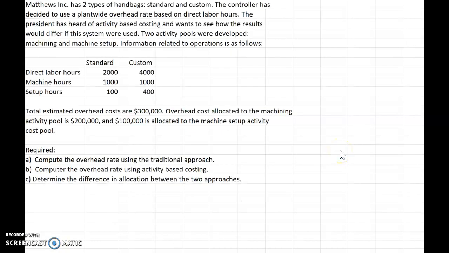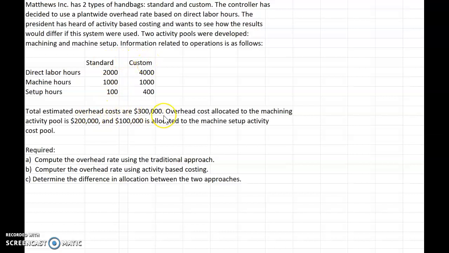I want to go through an example of how activity-based costing works. So here's an example of a company that manufactures two types of handbags, standard and custom. They'd been using the plant-wide overhead rate, and they wanted to see what would happen if they were to use activity-based costing. So they identified two activity pools, machining and machine setup. And here they've given you the standard information and the custom information.